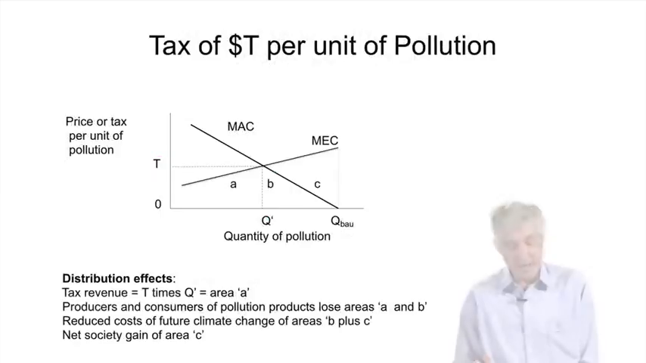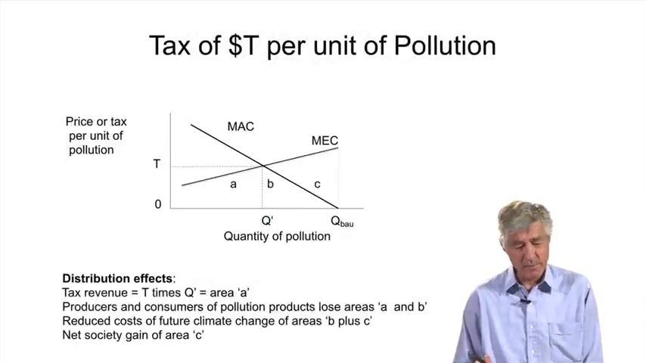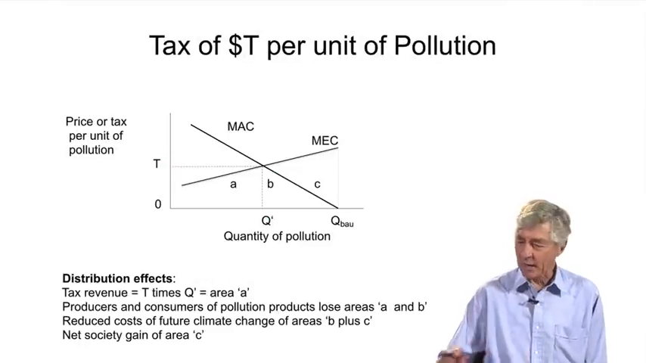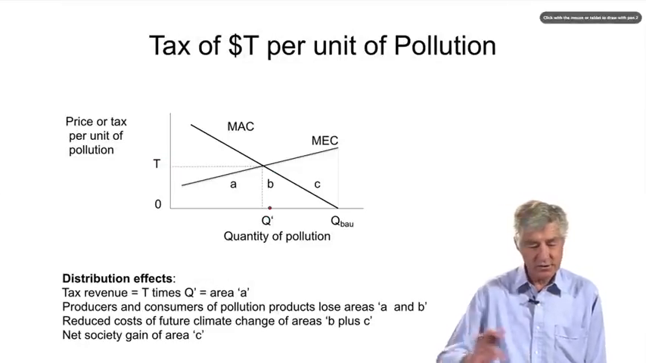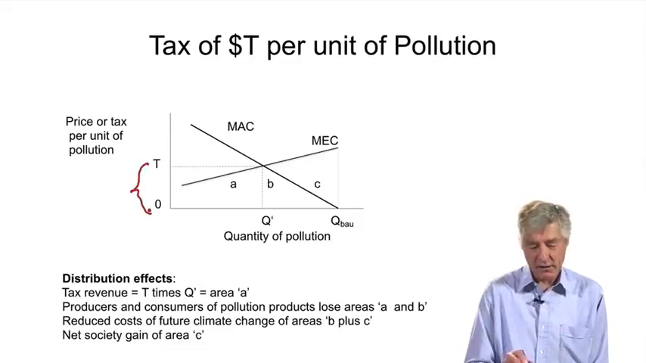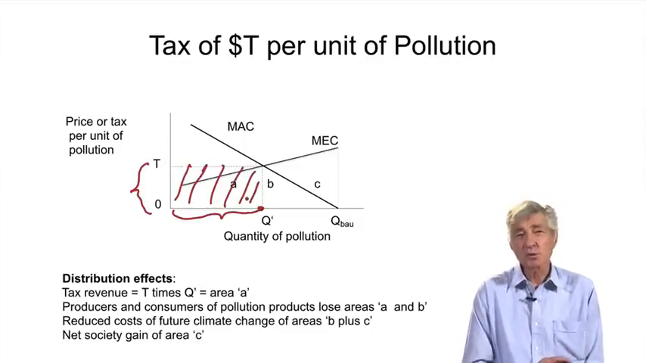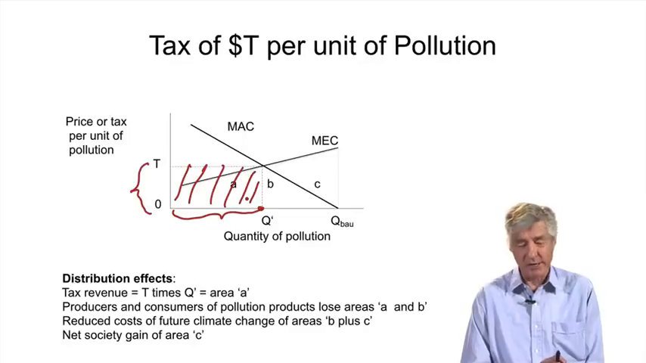So let's think about who wins and who loses. First, think about the government. The government is charging a tax of this T, and people are polluting at this amount. So this is the pollution. So they're picking up a nice little piece of tax revenue, which we call the rectangle A. So this is a great money spinner for government.